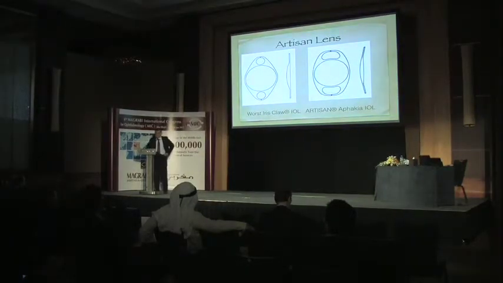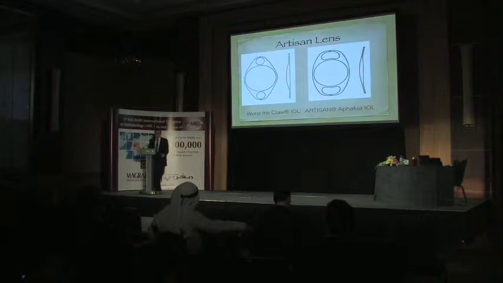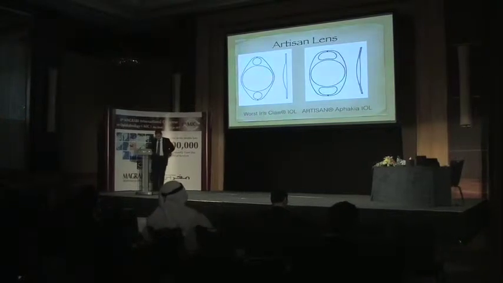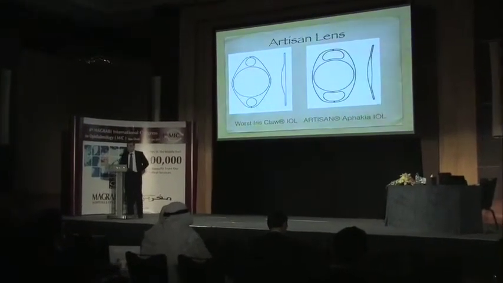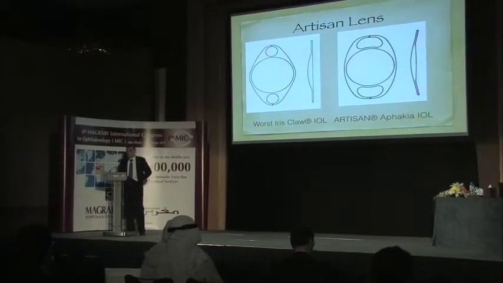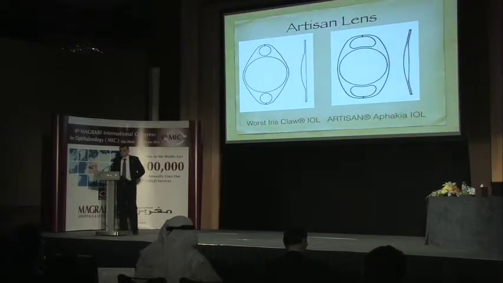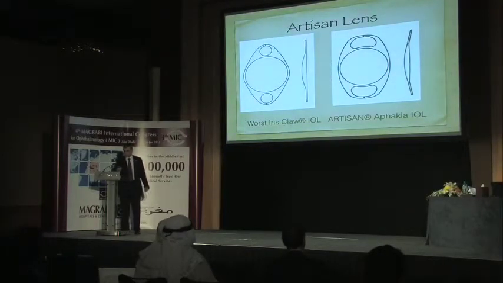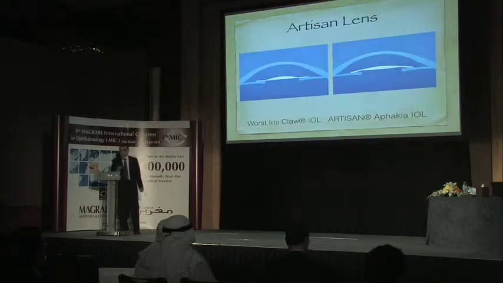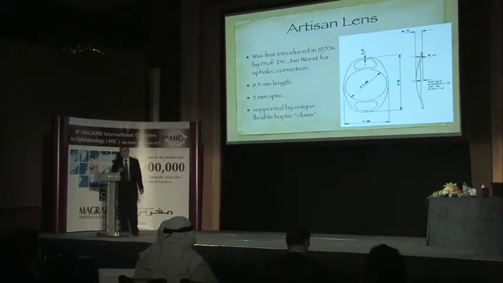So I will try to convince you that the artisan IOL is actually a very good option for treating aphakia or managing weak zonules. We know that the artisan lens, or this iris claw lens, was invented 50 or 60 years back by Dr. Worst, although it has been altered by the company into the artisan aphakia lens. The early version was a plain one that could cause pupillary block. Now the new lens has a vault to prevent this kind of pupillary block.